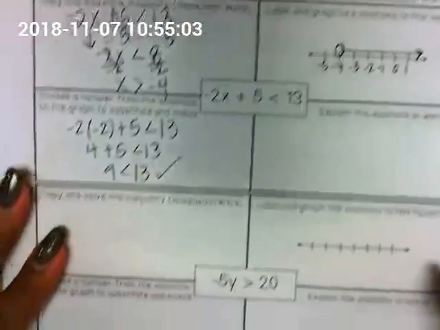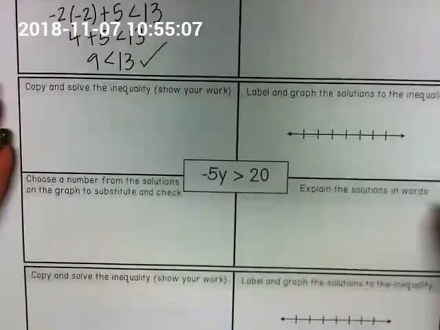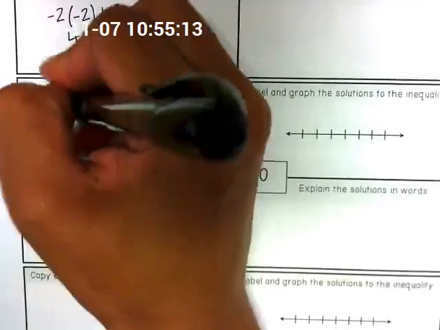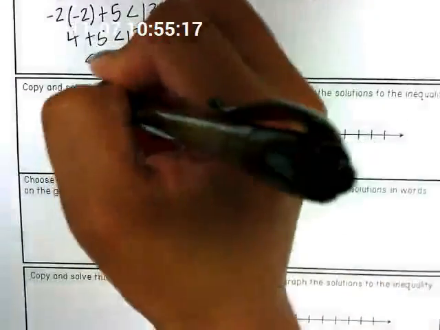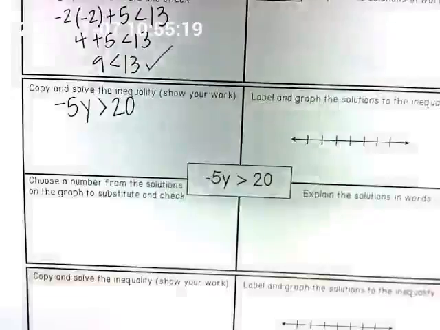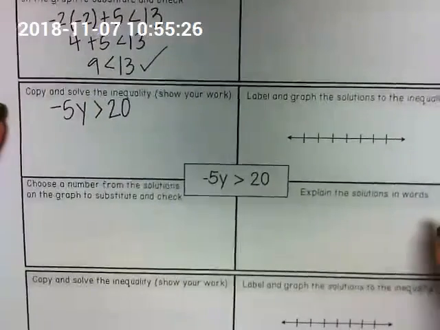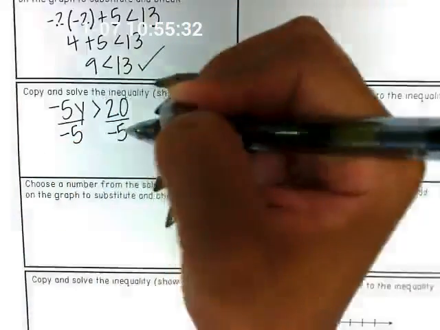All right, let's look at the next one. Negative 5y is less than 20. So let's rewrite it. It's not less than, it says greater than. My bad. Negative 5y is greater than 20. So this is a one-step. How am I going to solve it? Divide by negative 5. Let's divide by negative 5 on both sides.